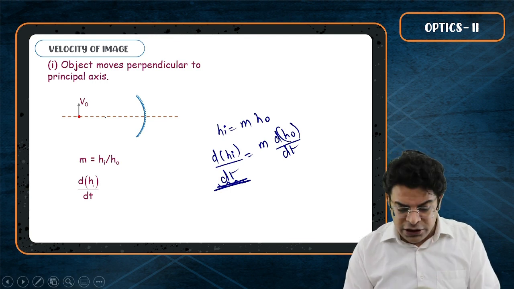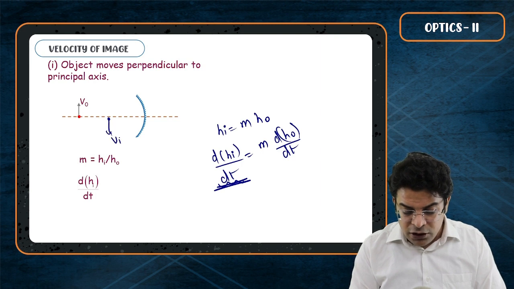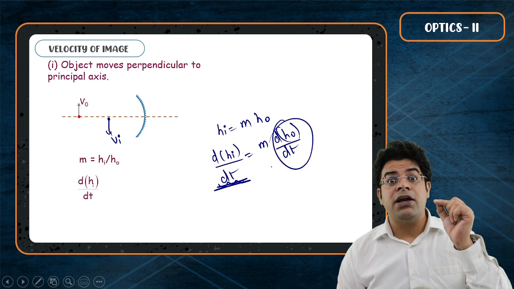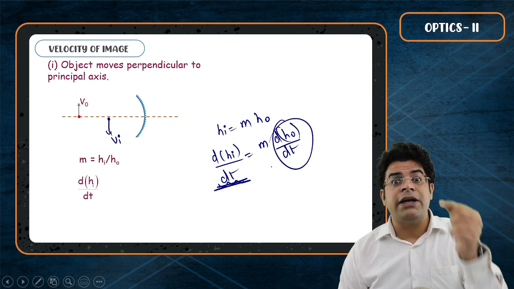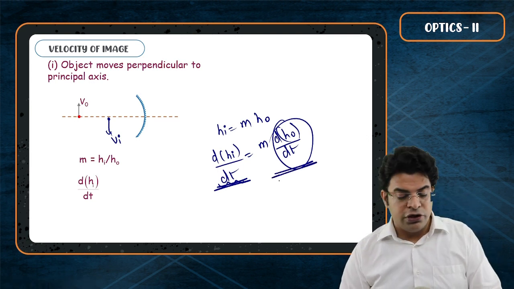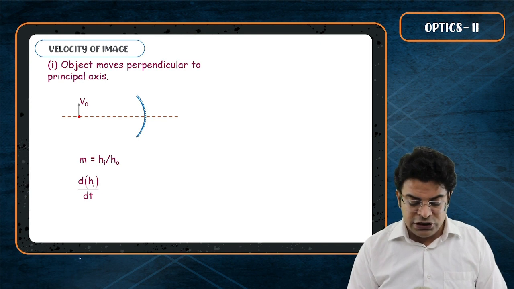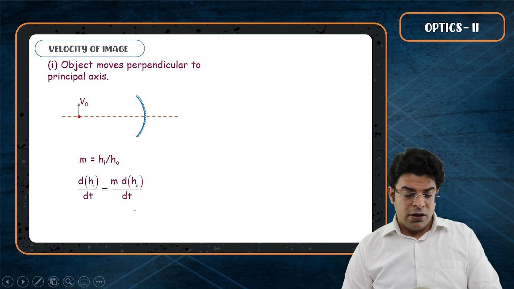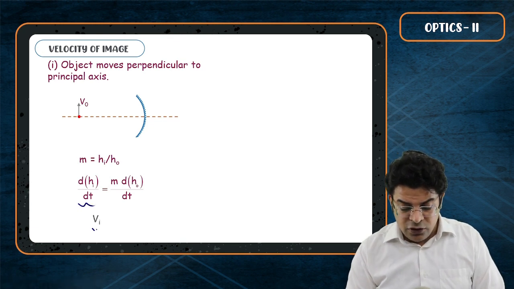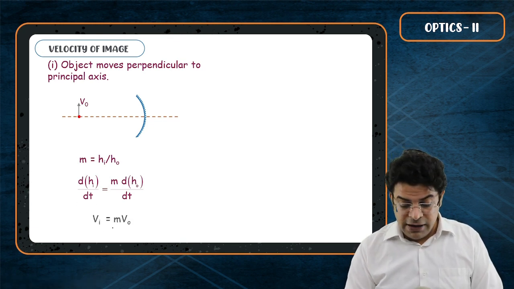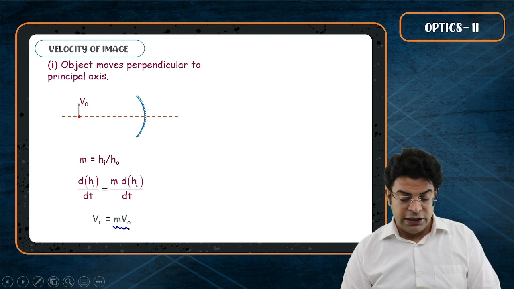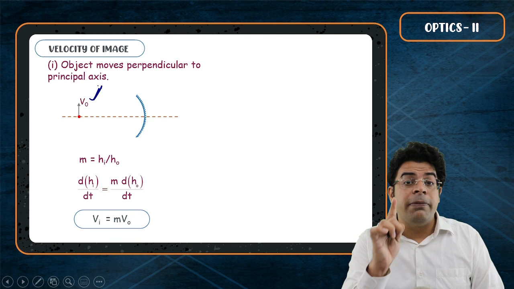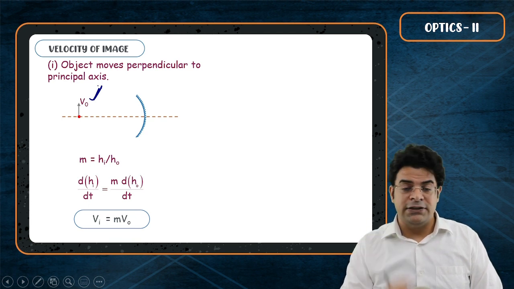That will be the velocity of image perpendicular to the principal axis. And dho by dt will represent the rate of change of height of object with respect to time. That will represent the velocity of object. So from here, rearranging, you can write dhi by dt equals magnification times dho by dt. So dhi by dt becomes velocity of image, and this will be equal to magnification times the velocity of object. This is the case when the object has got velocity perpendicular to the principal axis.